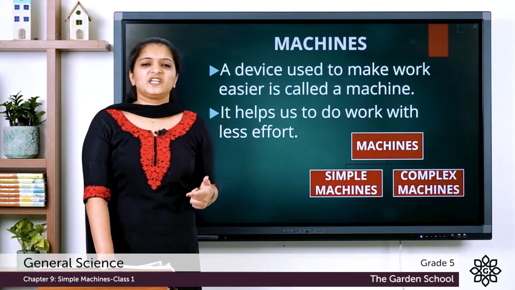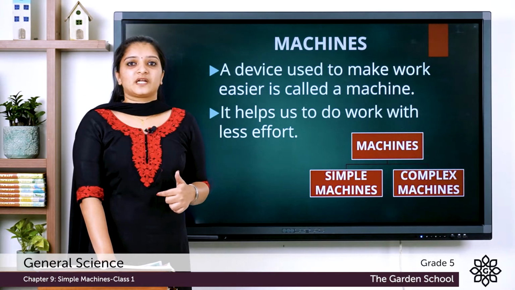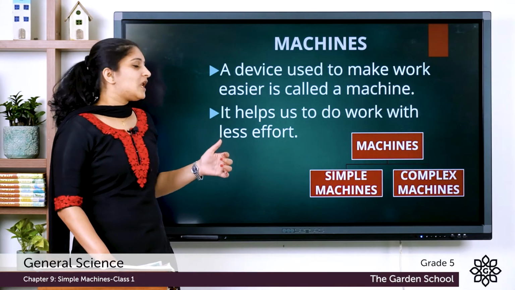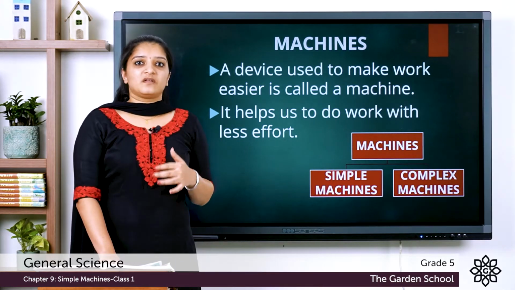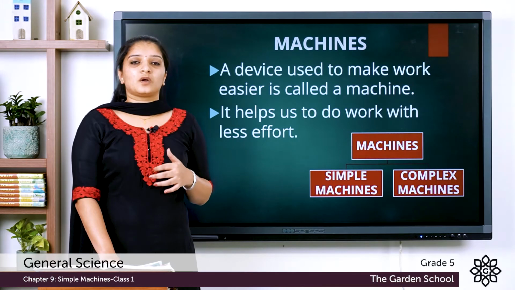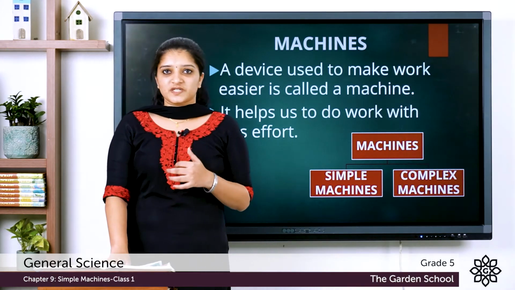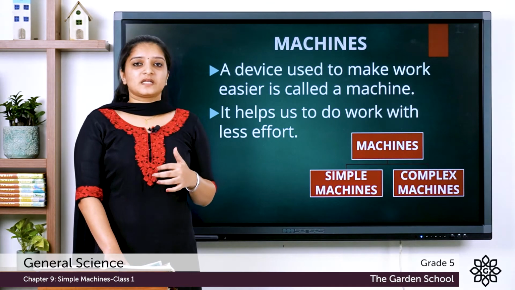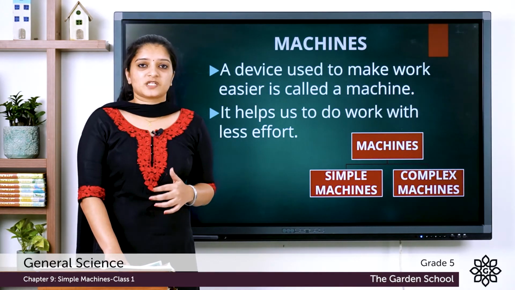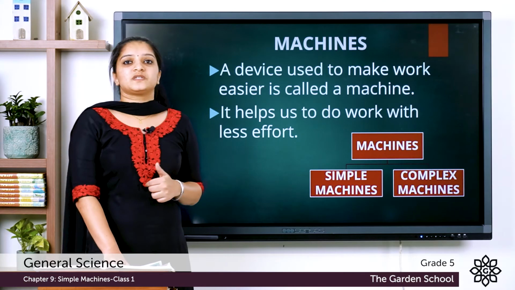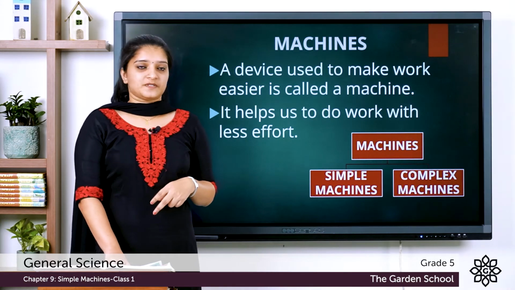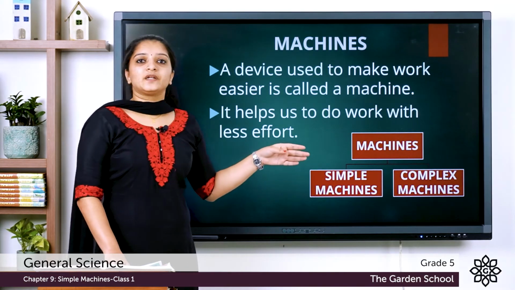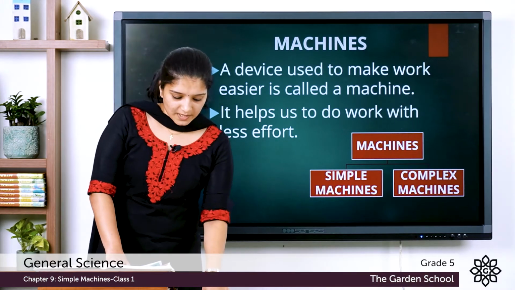So, a machine is any device that can make our daily life activities easier, and it helps us to do our work with less effort and thus saving a lot of our time. So, a machine is any instrument that can make our daily life activities easier, thus saving a lot of our energy as well as time. And these machines are basically classified into two types, the simple machines and complex machines. Let's see what they are.